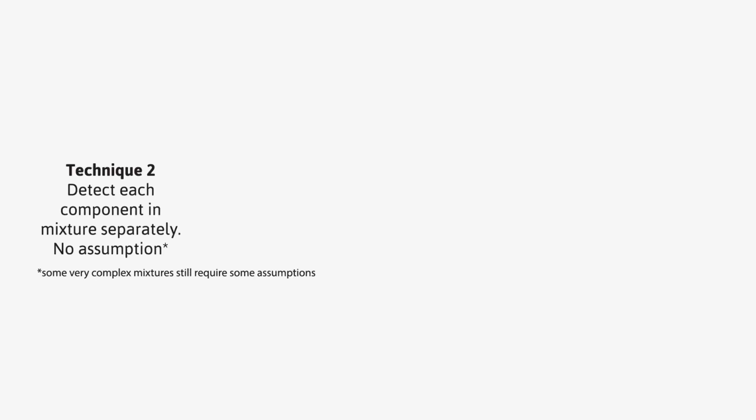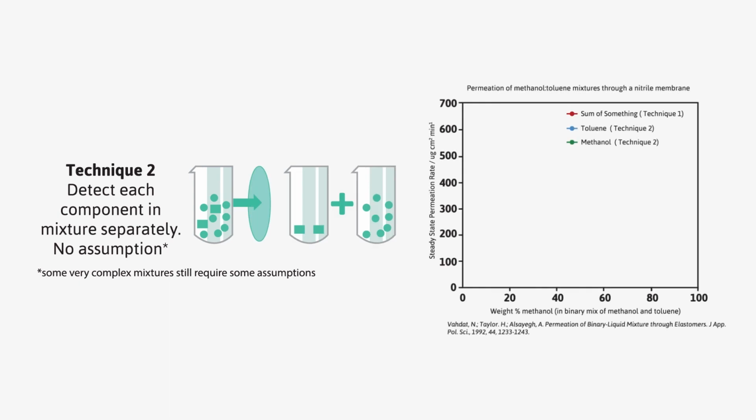What we strive for is technique 2. Here, the same mixture is poured into the cell, but once it's permeated, the components are separated out and detected individually. This not only gives us how much of a chemical is permeated, but also tells us what has permeated. So for our example of methanol and toluene, this leads to two lines on the graph, one for each component.